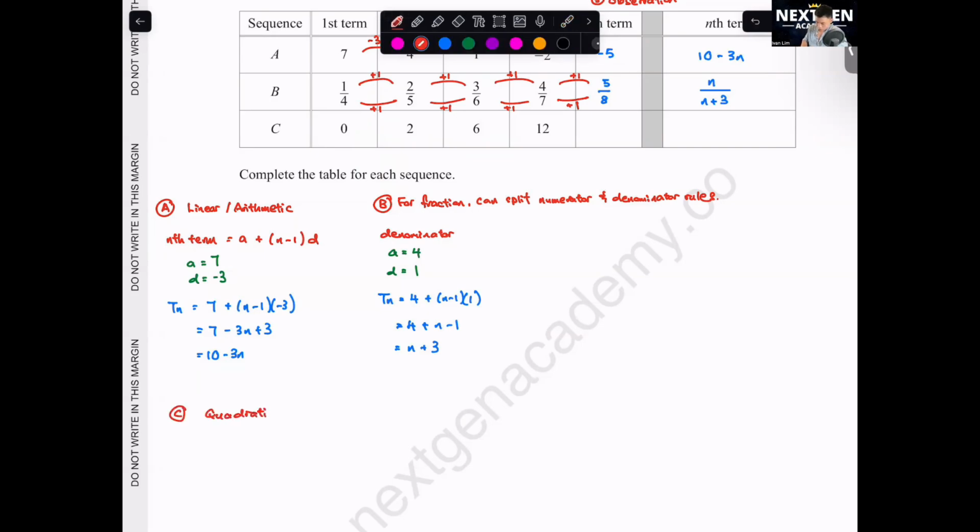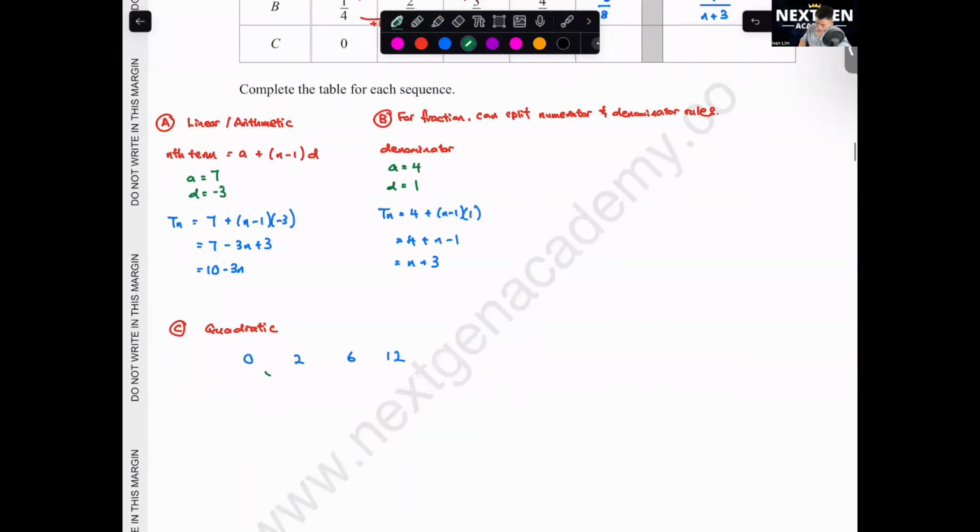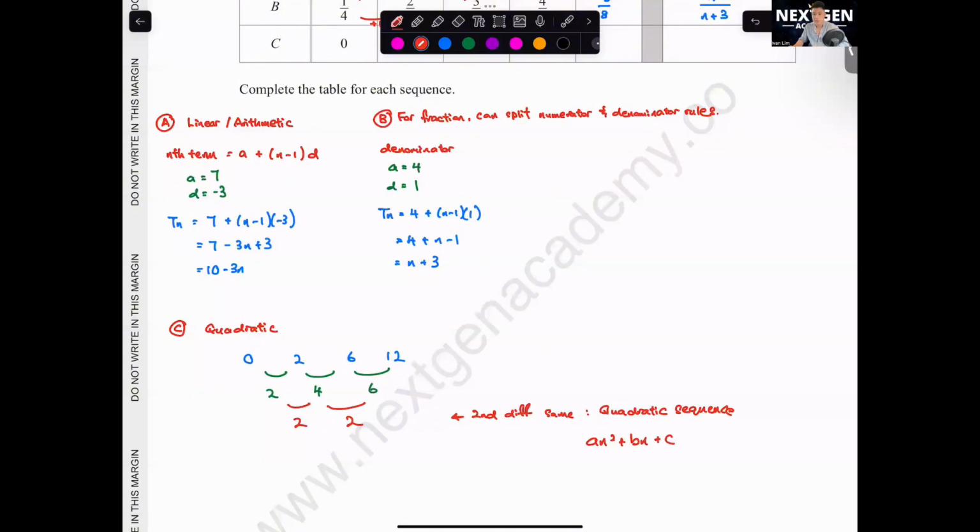Let's write down how to construct this. 0, 2, 6, 12. We find the first layer first. This is called the first difference. I want you all to write it exactly like this: 2, 4, 6. Then at the bottom, 2, 2. This part we call the second difference, and they are the same. This we call a quadratic sequence. That means it will follow the general formula of an squared plus bn plus c.